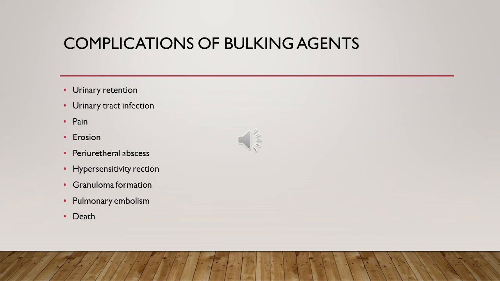Pain can happen, erosion can happen, periurethral abscess, hypersensitivity reaction, granuloma formation, pulmonary embolism, and death, but all these complications are quite rare. It was found mainly with macroplastic. It has high proportion of transient hematuria and dysuria. Also, infection rates and erosion have been reported to be 6% and 1%.